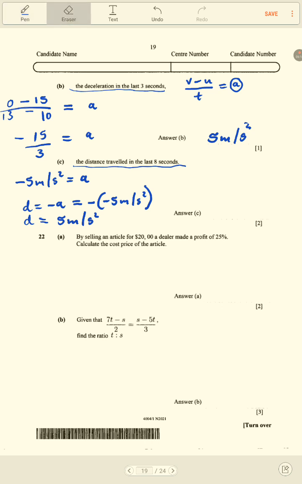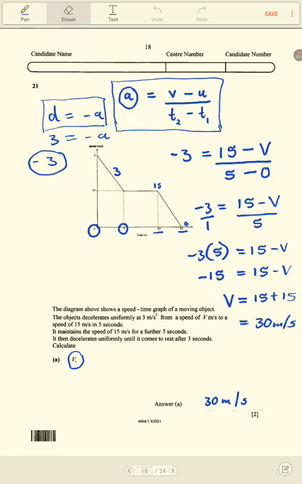So I'm just going to erase this part here. In the last 8 seconds, and the distance traveled is the area under the shape. So in the last 8 seconds, we know that from 5 to 13, that's a difference of 8, right? 13 minus 5, that's 8. So we want to find the area of this trapezium.